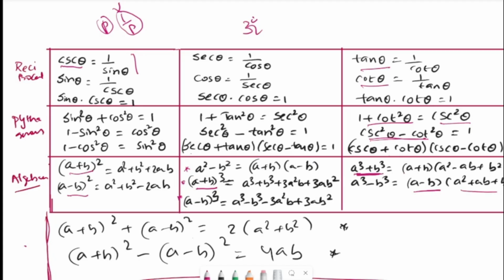All right. Now, this is a cheeky little one. Whenever you add a plus b whole square and a minus b whole square, you get 2 times a square plus b square. Remember this.